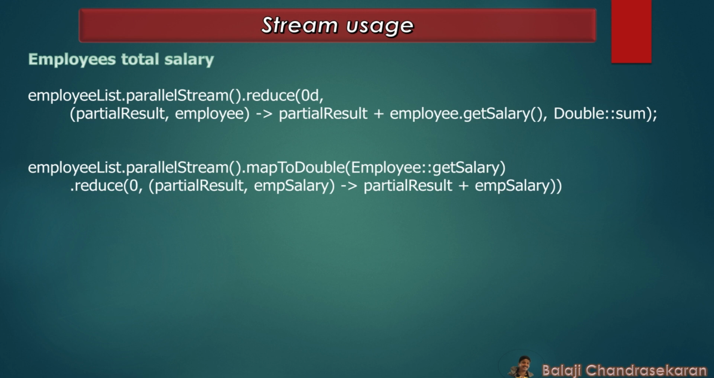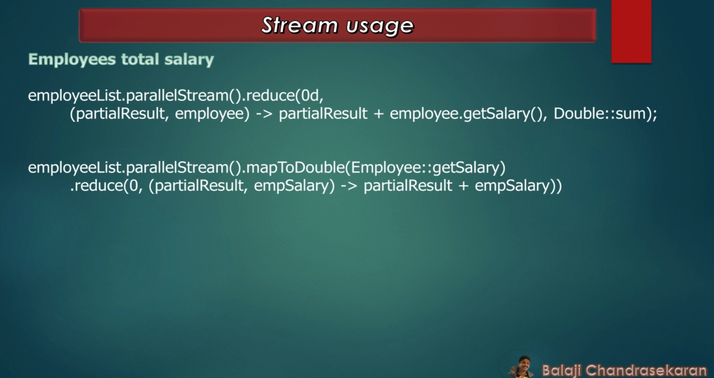It takes two parameters: the partial result accumulated so far in the partialResult variable, and the current element of the stream, that is the employee object. It adds the salary of the current employee to the partial result. The third parameter, Double::sum, is a combiner function used in parallel reduction. It combines the parallel results from different threads when processing the stream in parallel.